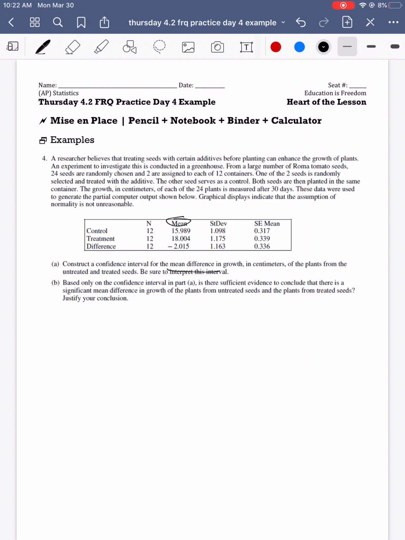So we need to use the paired t confidence interval formula. So let's go ahead and write that down. So for part A here, our general formula is our statistic plus or minus our critical value times the standard deviation of the statistic.